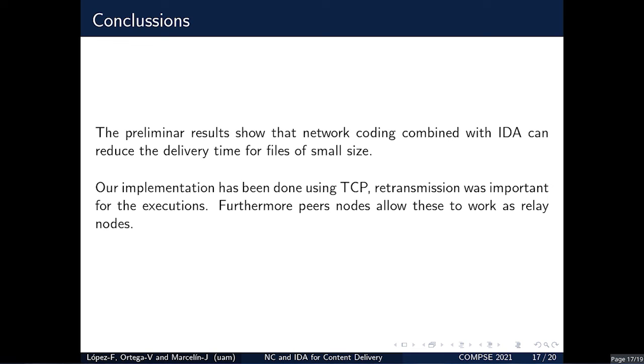Conclusions. The preliminary results show that network coding combined with IDA can reduce the delivery time for files of small size. Our implementation has been done using TCP. Retransmission was important for the execution. Furthermore, peer nodes allow this to work as relay nodes.